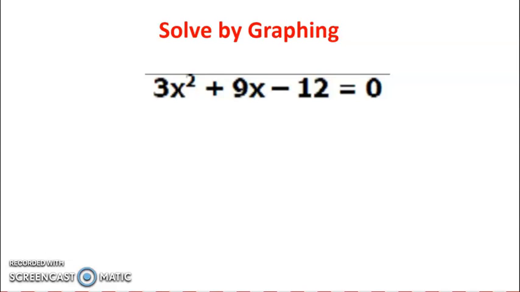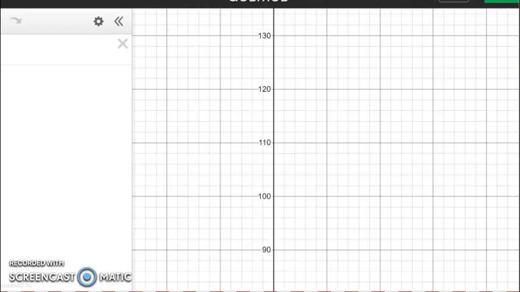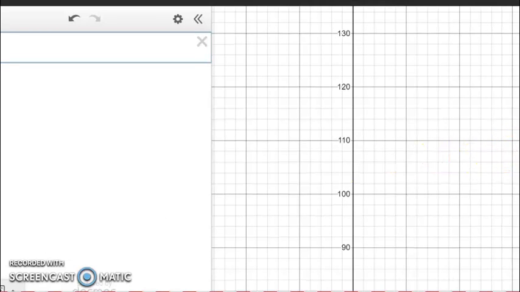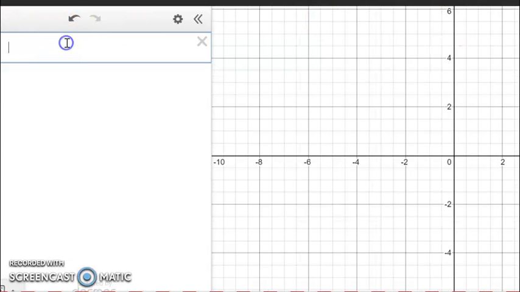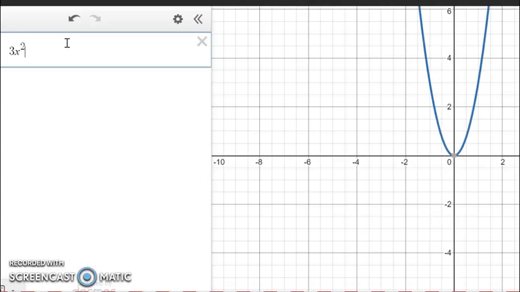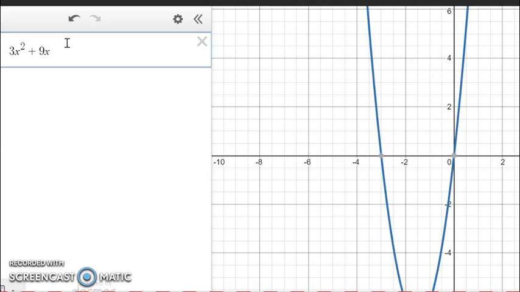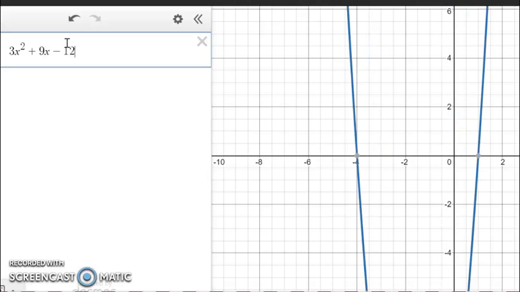Now let's talk about solving by graphing. Okay? So we're going to make an adjustment here, and we're going to go to Desmos, and we're going to graph this. Okay? So this is my equation. I'm going to go into Desmos, and I'm going to see if I can enlarge this or move this slide. Okay, so maybe we can get a better picture. Okay, so my equation says 3x squared plus 9x minus 12.